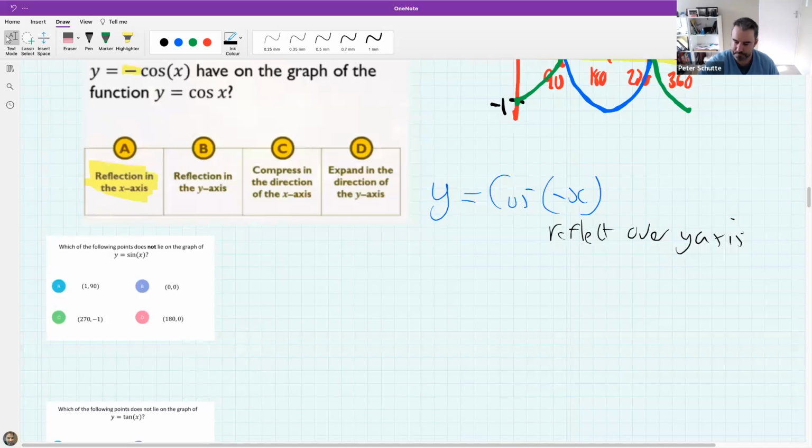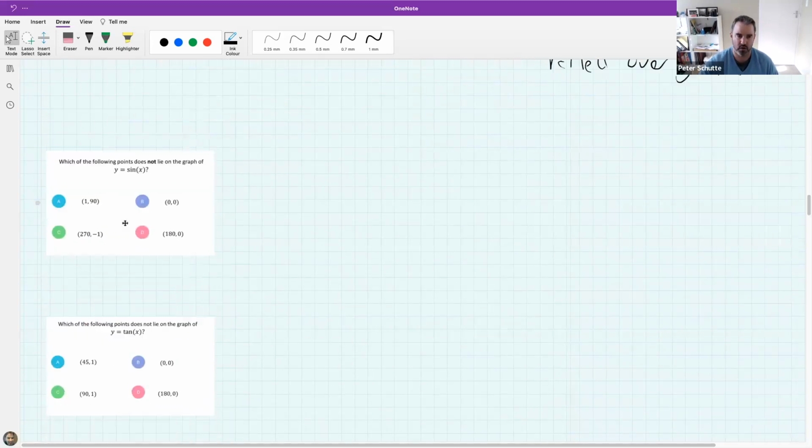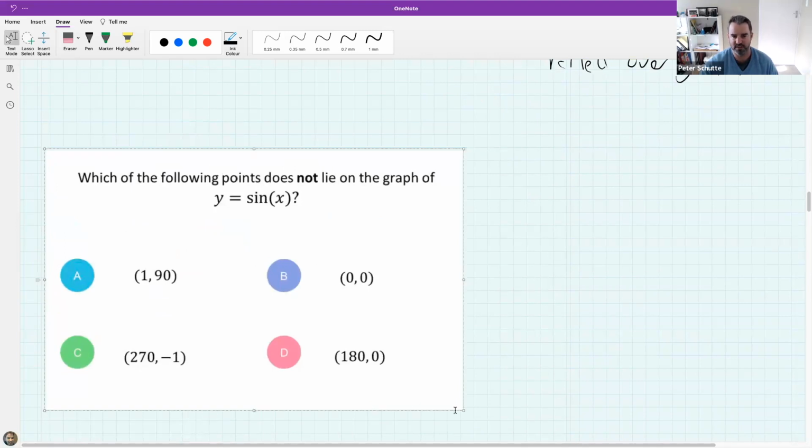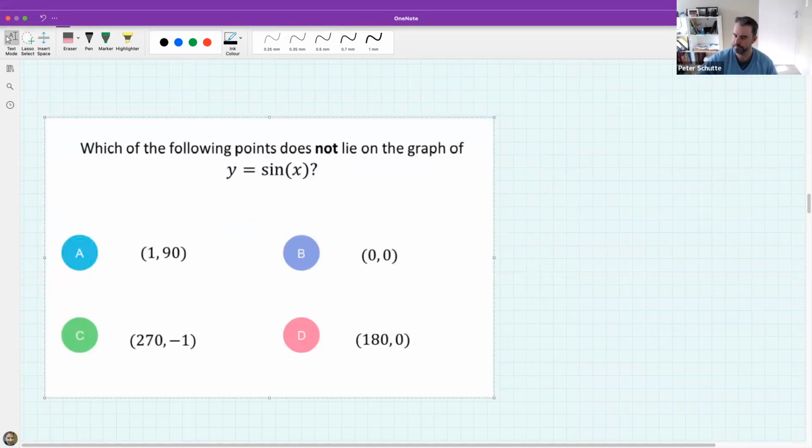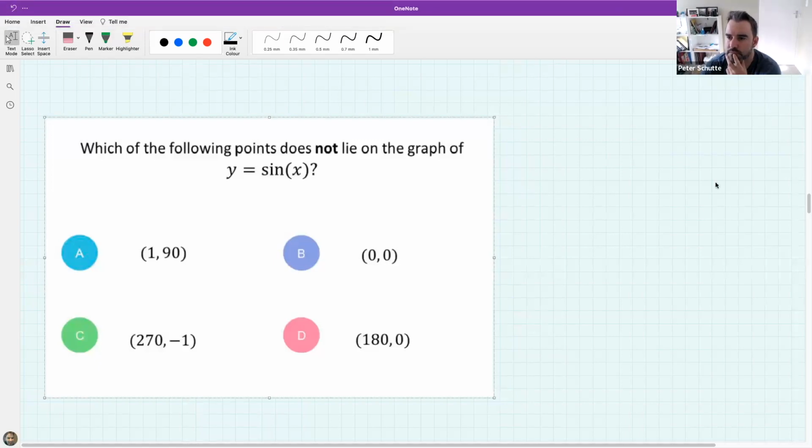Okay, let's do another one. Which of the following points does not lie on the graph of y equals sine x? You want to think about what the sine graph looks like and which of these won't fit.